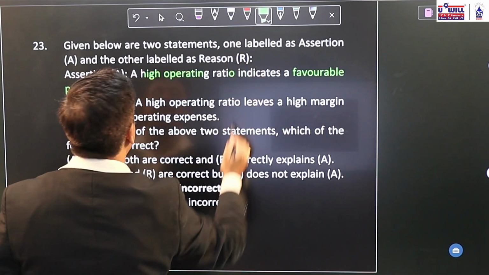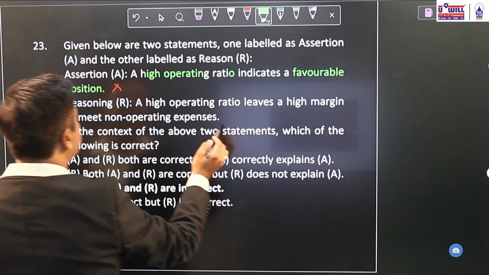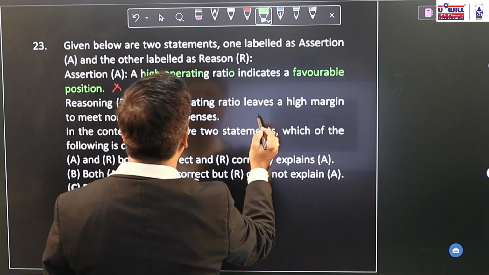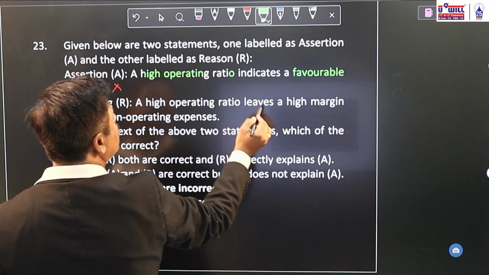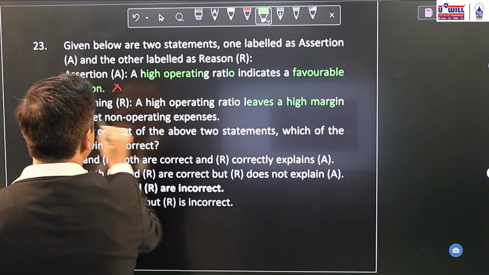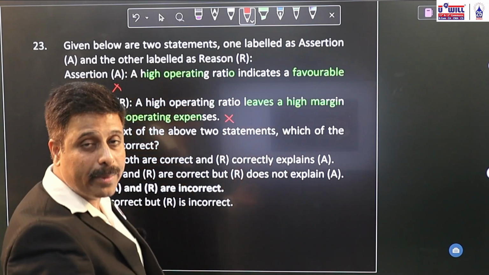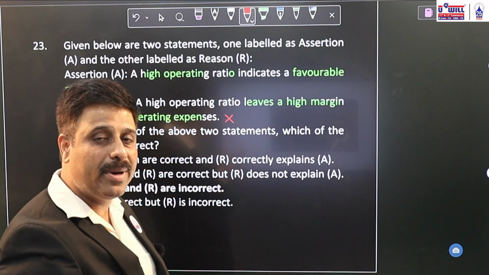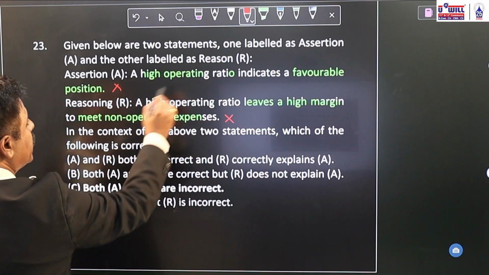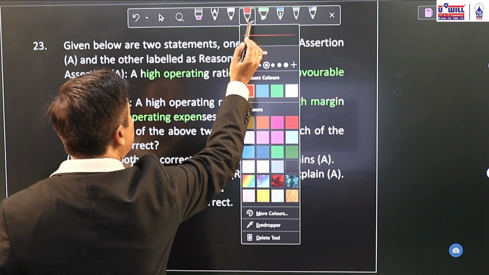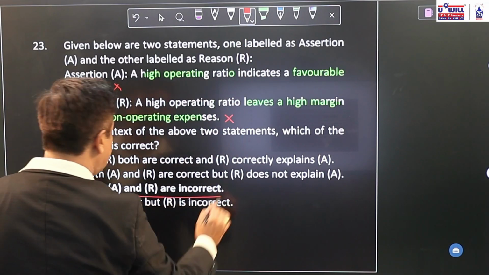Okay. Reasoning: high operating ratio leaves a high margin to meet non-operating expenses. This is also wrong. High operating profit ratio, not this. So both are wrong. Which ratio will leave more margin for non-operating expenses? Higher operating profit ratio, not operating ratio. Both the places the answer should be profit, not operating. So both are wrong, meaning option C, both A and R are incorrect.